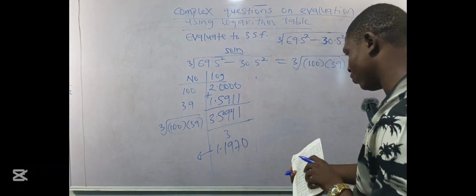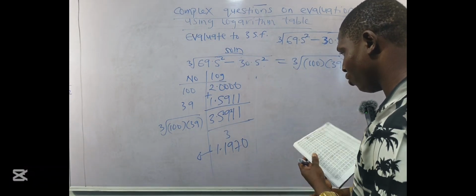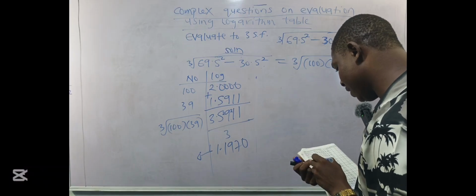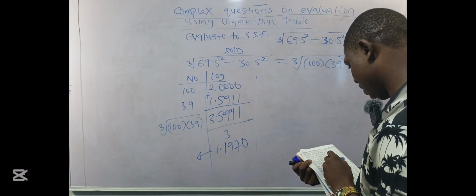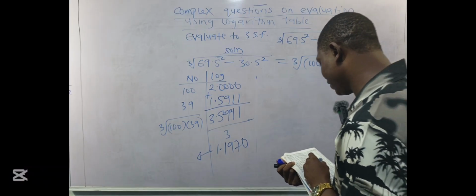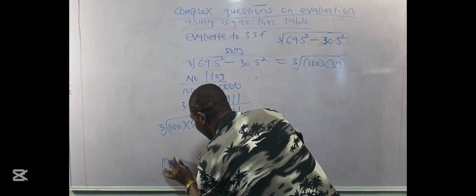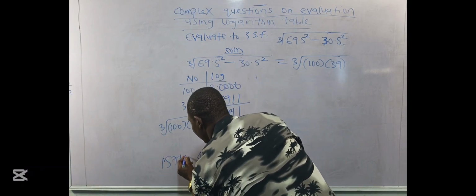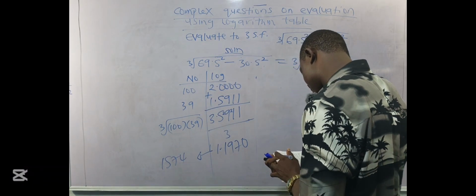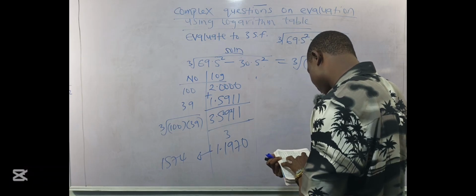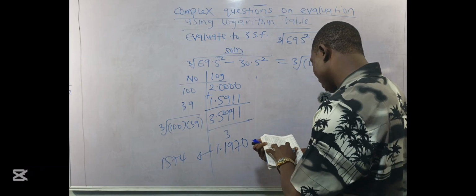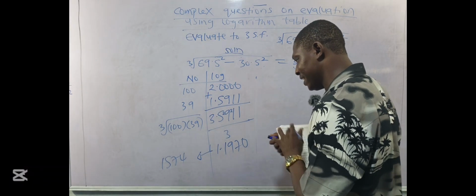19 under 7, using my antilogarithm of number. 19 under 7 is 1574. There's no difference of 0, so we'll leave it there.